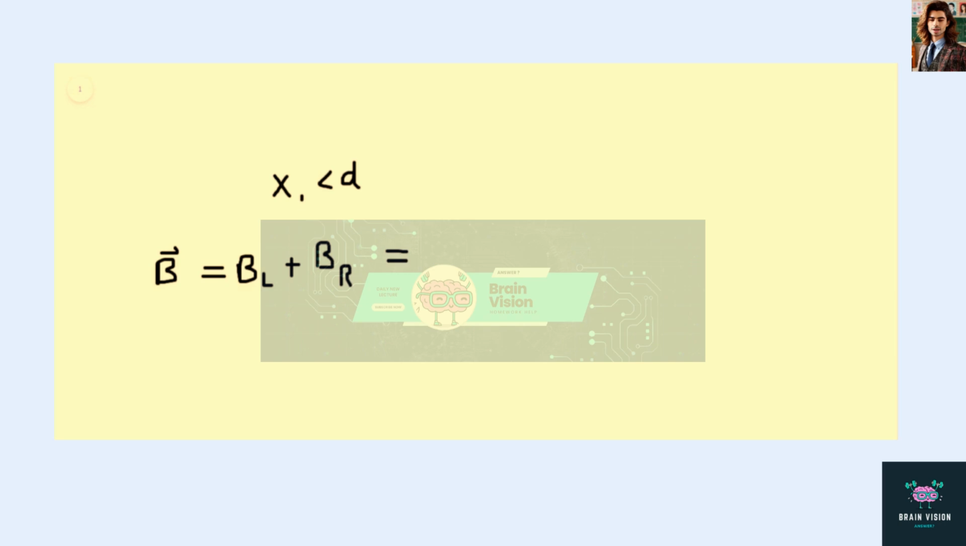So if we plug in the magnetic field as a function of current and distance, this is mu naught, which is the magnetic permeability of free space, times I divided by 2 times pi times the distance x sub 1, and this is acting in the j hat direction. So that's B sub L plus B sub R. B sub R is going to be mu naught times I divided by 2 times pi, and then the distance here is going to be the distance d minus x sub 1. And this is also in the j hat direction.